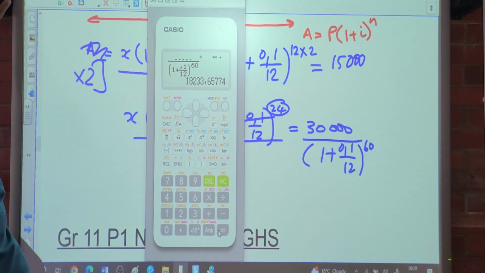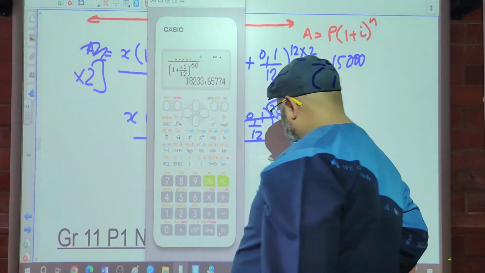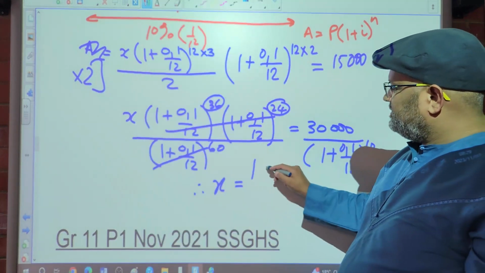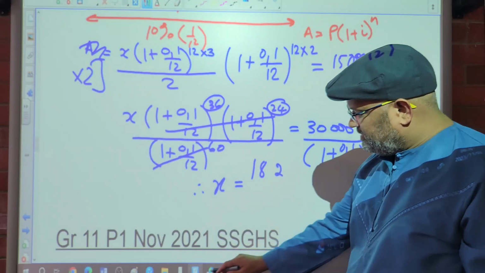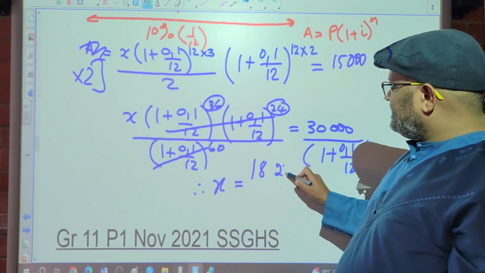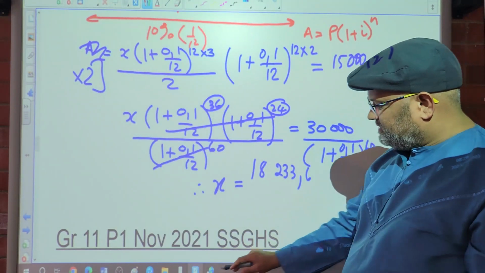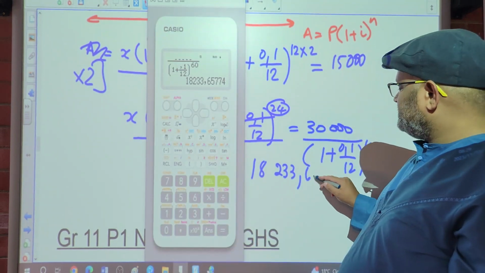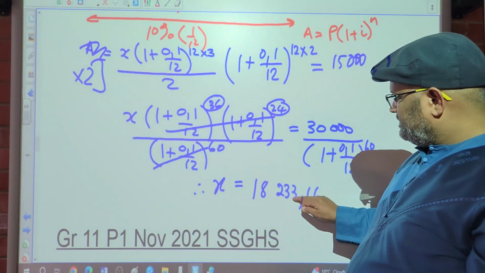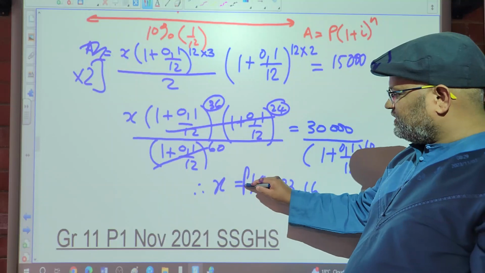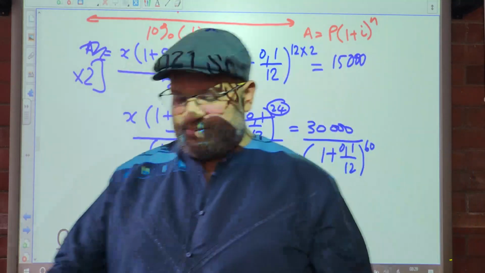Putting that in the calculator gives you 18,233 Rand and 66 cents. Is that correct? Yeah.